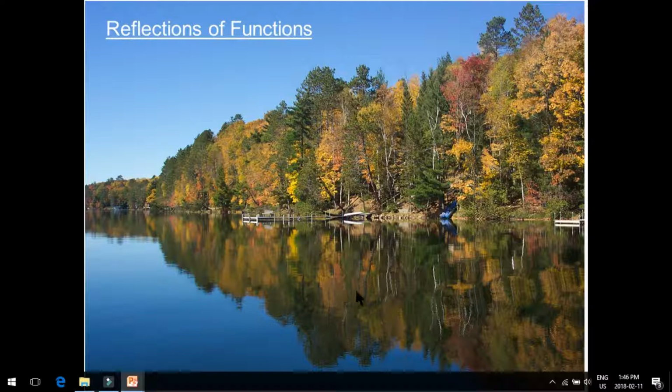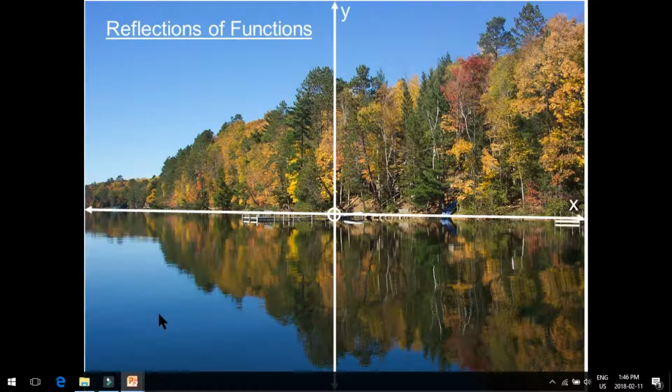What we see in the lake is a reflection of what's on the shore. You can see the reflection here. If I impose a grid on this photograph, I can see that it's a reflection across the x-axis, because what's above the x-axis is reflected below the x-axis.